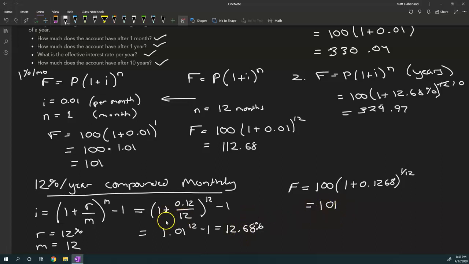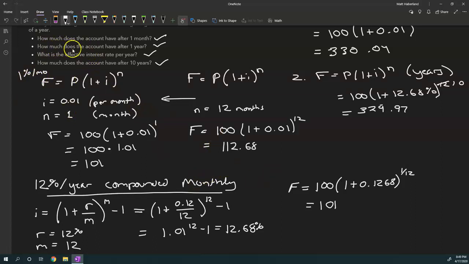Now, why? 12% per year compounded monthly is the same as 1% per month compounded monthly. That's by the definition. That's because we took that 12% and we divided by 12. We got 0.01, and you can see that all the math ended up being the same. So these two things are equivalent. If we say we have a nominal interest rate per year compounded monthly, you take that and divide it by 12. In this case, it turns out to be 1% per month compounded monthly. Those two problems are exactly the same.